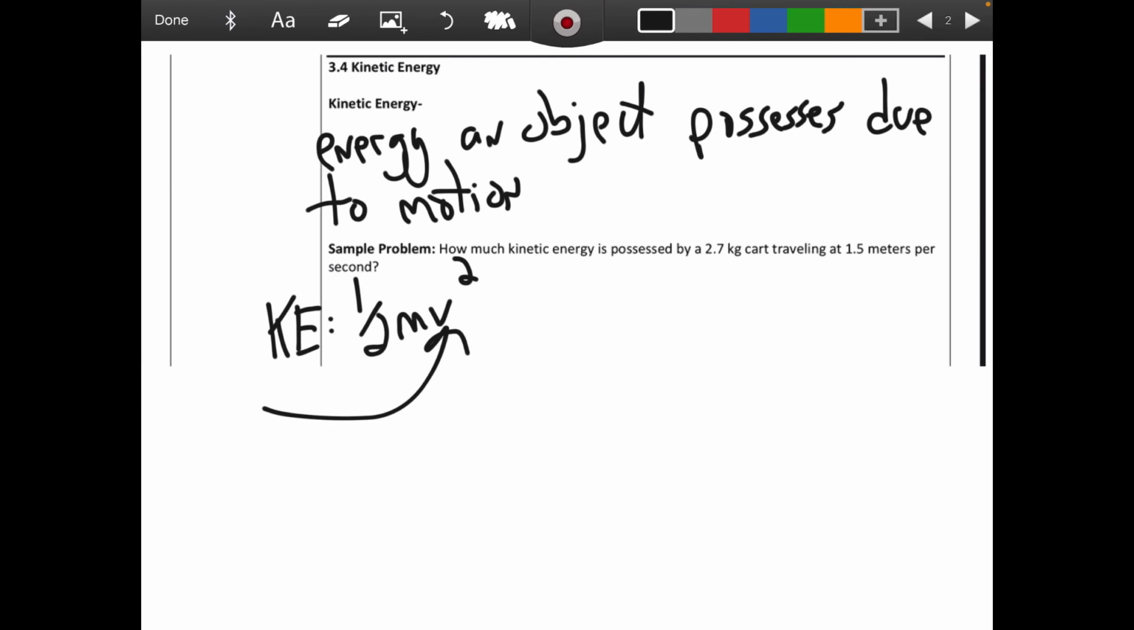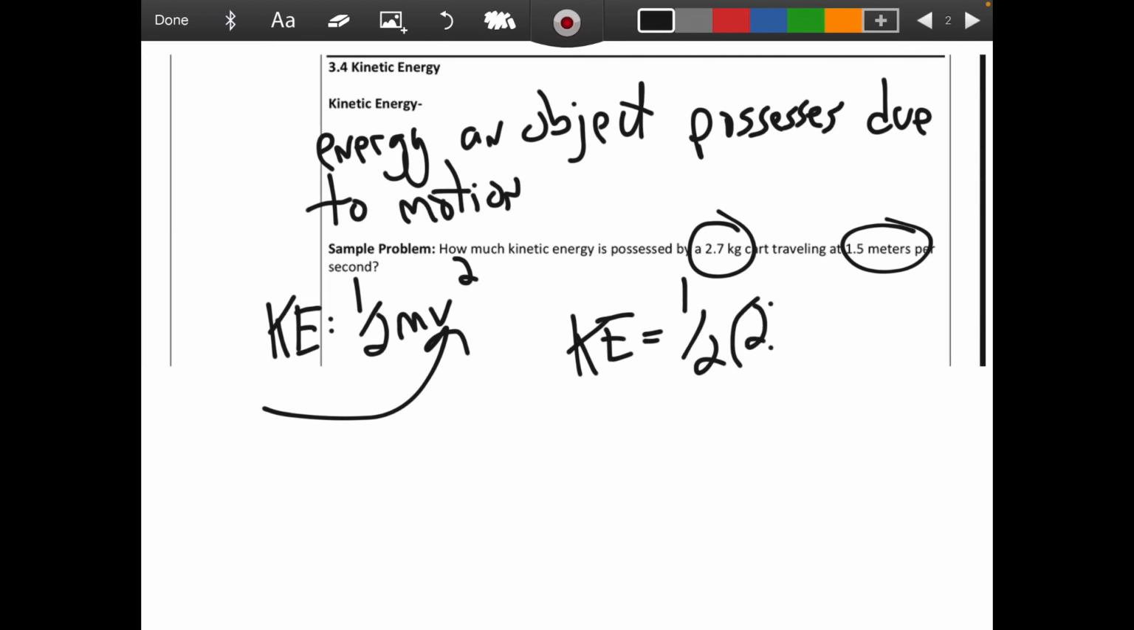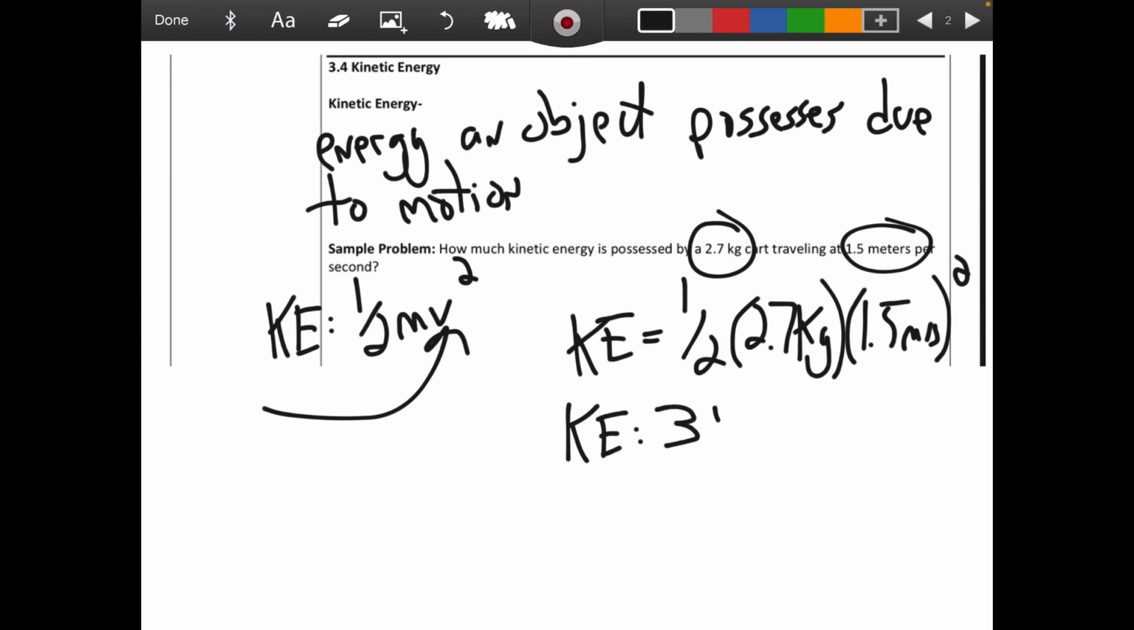So we're given the mass, we're given the speed, and that's really all we need to figure out the kinetic energy of an object. So we can plug in, get 1/2, plug in the mass, make sure I plug in with units. Make sure I square that, don't forget to square it. And when you multiply that out, you should get 3 joules of kinetic energy.